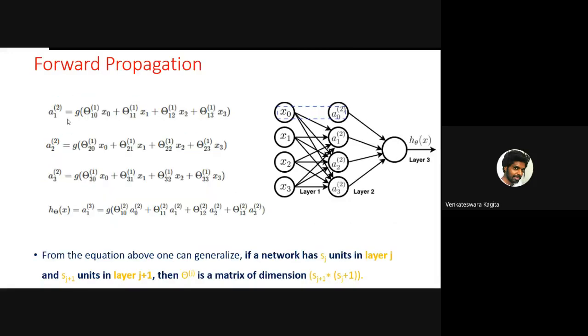So this is forward propagation. We start with layer 1, in which we have the input layer. We compute each and every term in the second layer. Then we pass this as an input to the next layer. If we do this till the last layer, that is forward propagation.